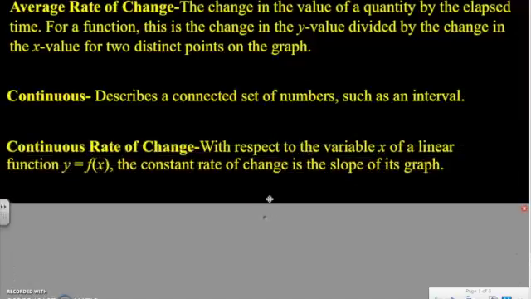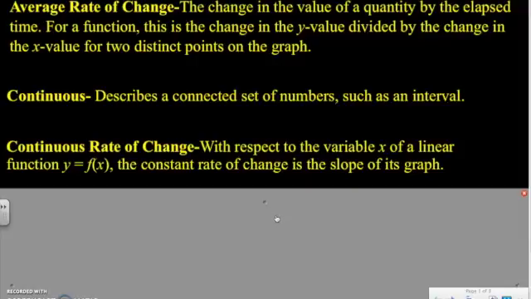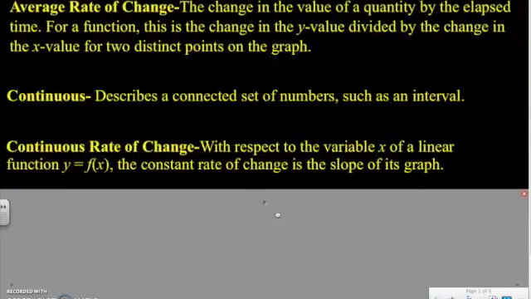Alright, similar to the average rate of change is the continuous rate of change with respect to the variable x of a linear function y equals f of x. And we'll talk about what that little notation is in section 2C. But for right now, just go ahead and look over that and see that y is going to be the same thing as f of x. If you ever see f of x, all that means is y. It's just a fancy way of writing y. Alright, so with respect to the variable x of a linear function, the constant rate of change is the slope of its graph. So pretty similar to average rate of change. Oops, threw the screen up over everything. Let me drag that back down for you guys.